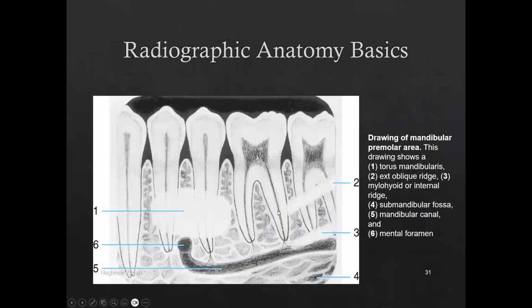This is a torus. This is the oblique ridge, the mylohyoid ridge. Then we can see the inferior alveolar canal and the mental foramen. At times the termination of the inferior alveolar canal is not very straightforward. It firstly goes anteriorly, then it comes back and terminates like this. This anterior loop is also formed.